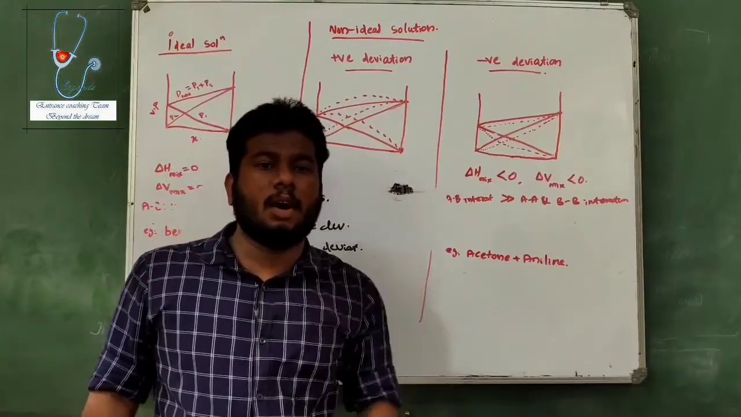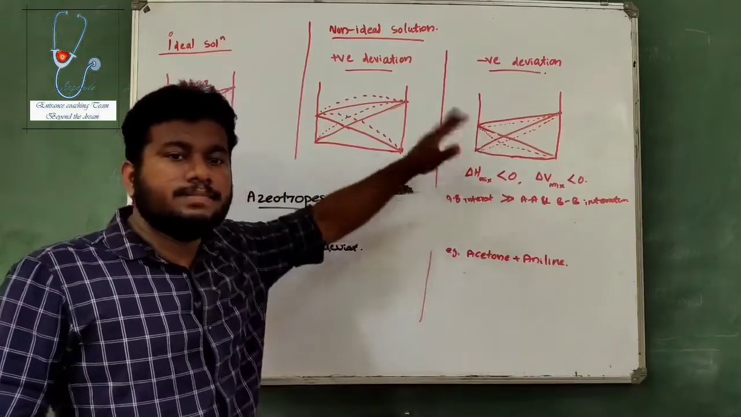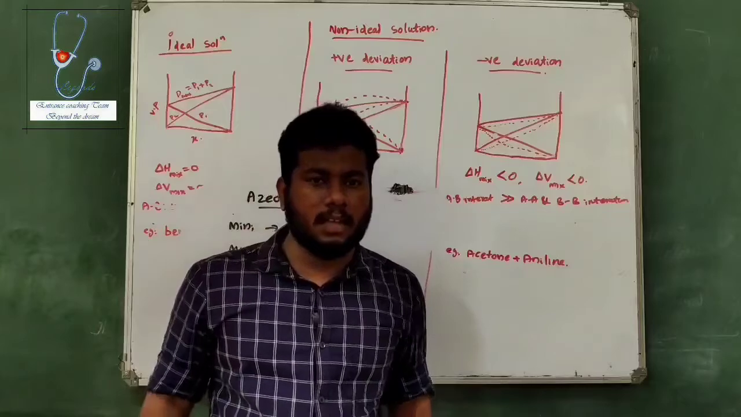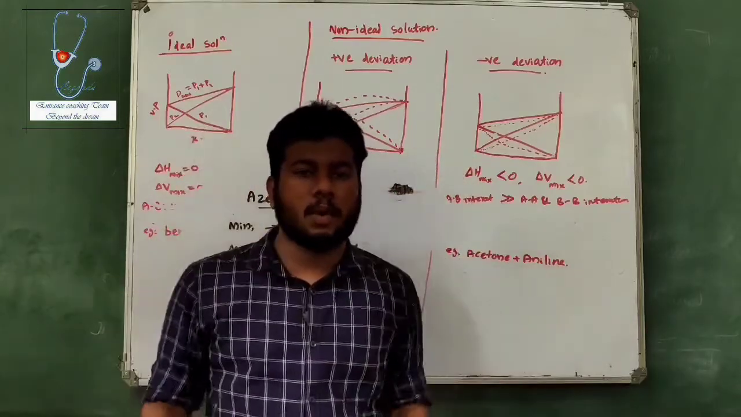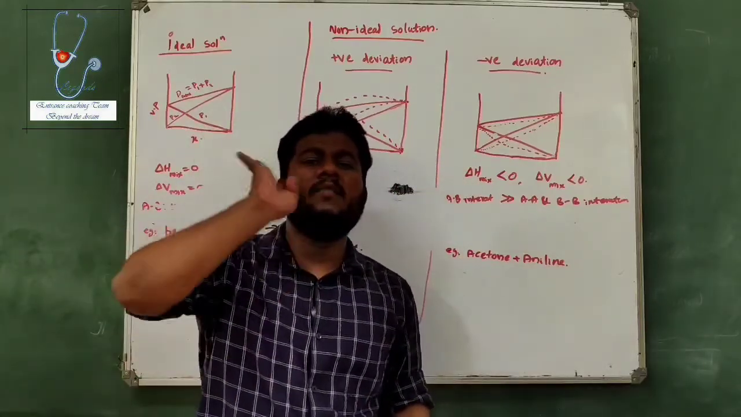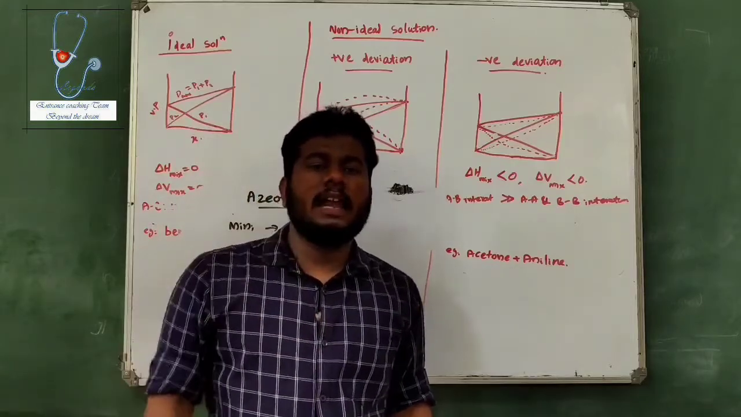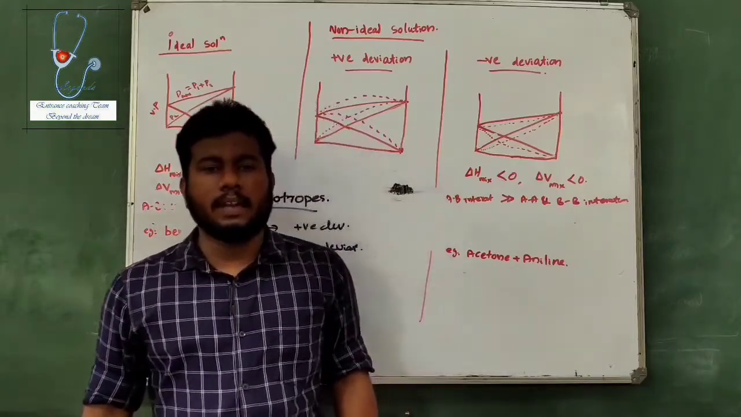This is the last topic of this class. In this chapter, colligative properties. What is a colligative property? We have to study four types of colligative properties. One is relative lowering of vapor pressure.